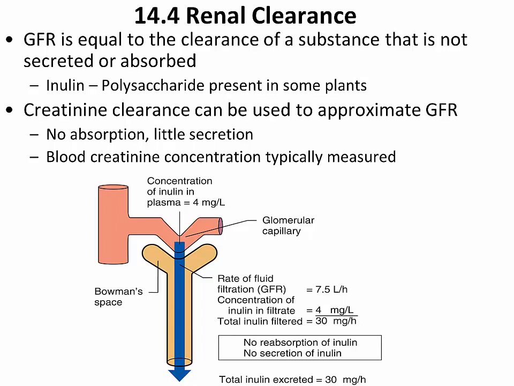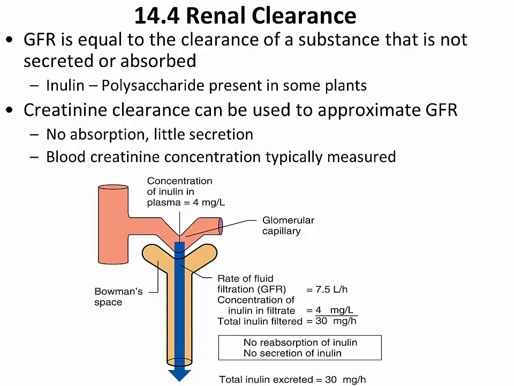So if we had some particular compound that the body only filtered and didn't secrete at all and didn't reabsorb at all, then we could measure the amount of that in the urine, and if we knew the concentration in the plasma, then we could calculate the overall GFR from that data. And interestingly, it's difficult to find such a compound in real life, but inulin is a polysaccharide that's present in some plants that is indeed filtered but not reabsorbed and not secreted.